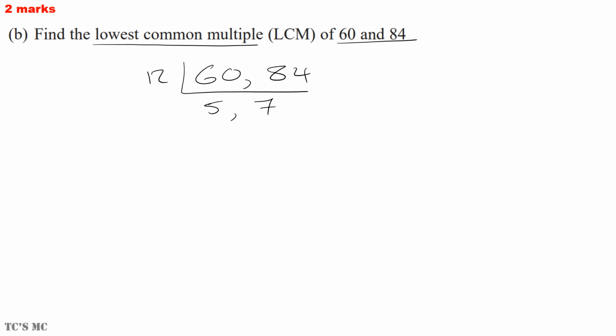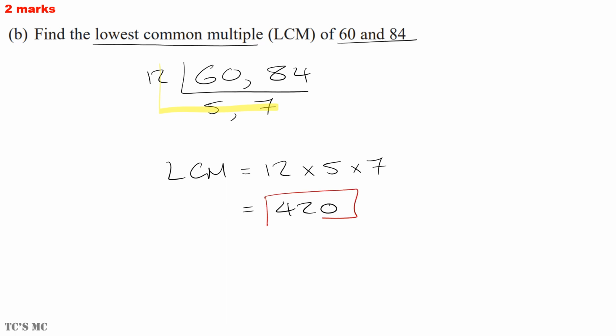For LCM, we need to multiply these outside numbers that make the L shape. So we are going to do 12 multiplied by 5 multiplied by 7. Now we have 1 mark. If we type that into the calculator, we get 420, and that is our second mark.